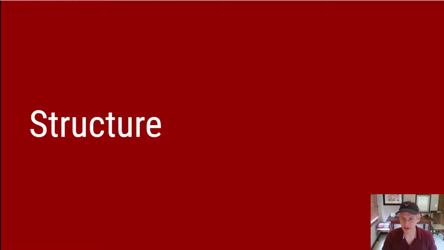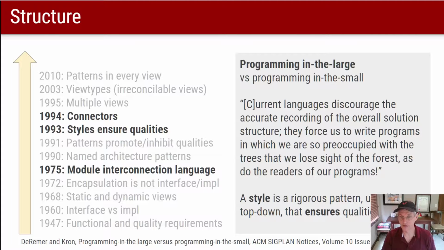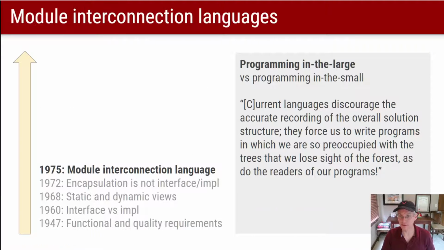Okay, the last chunk of architecture abstractions that I want to introduce deal with structure. So there are 3 of them here. Going back to 1975, we had rudimentary efforts to talk about module interconnection languages. Then we figured out that styles ensure qualities, not just are connected with them. And then finally, in the mid-90s, we figured out connectors. So the first one, module interconnection languages.